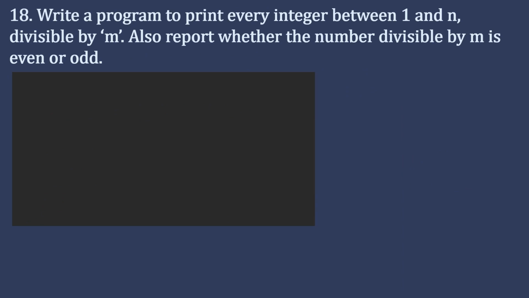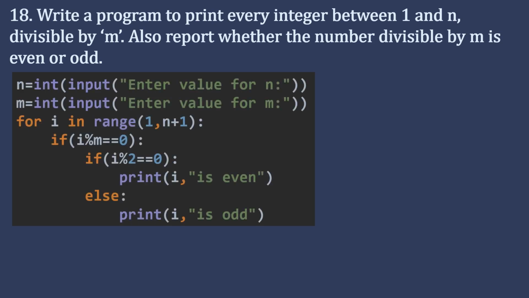Now write a program to print every integer between 1 and n divisible by m. Also report whether the number divisible by m is even or odd. So here, first of all, we will take a for loop. That means we have to print every integer between 1 and n.